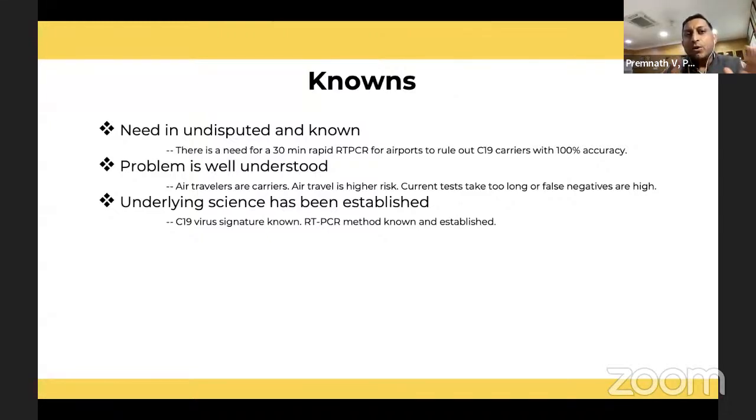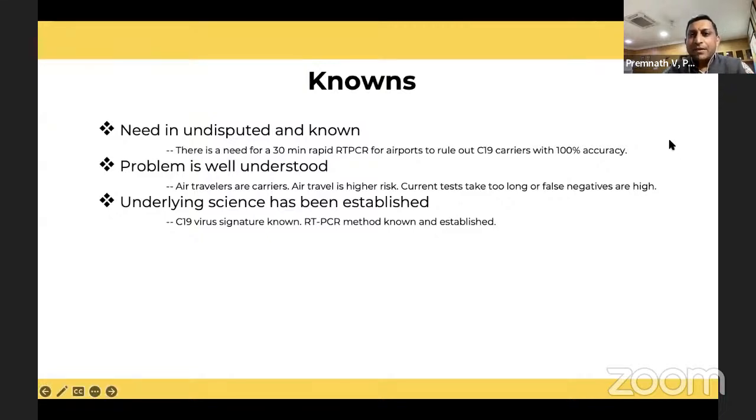The first part is the knowns, right? So you need to ensure you don't want everything unknown. So let's figure out the knowns. So what are the knowns? The need is undisputed and known. That means most BIG reviewers would want to ensure that the need that you're working on is undisputed, right? So here is an example, which I have put down.